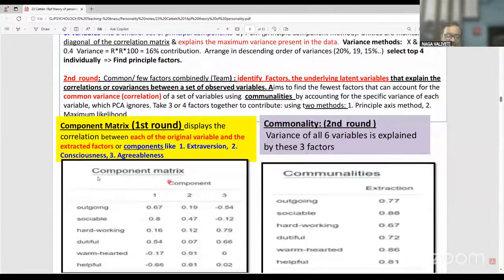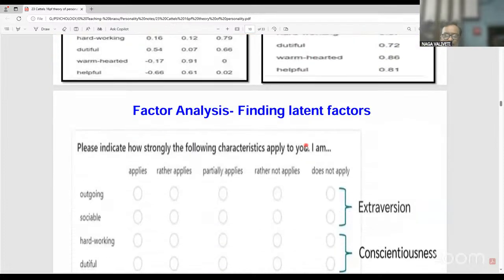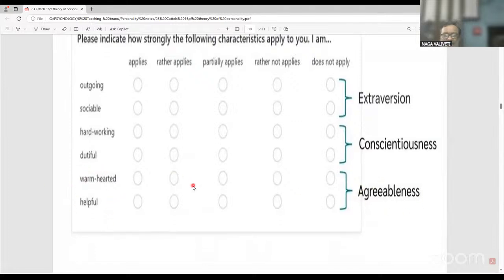Then communality: putting all 6 variables into the 3 factors. These 6 outward surface traits are compared with these 3 source traits, internal and latent. We find out to what extent these contribute. This is how communality is done. After communality, outgoing becomes extraversion, hardworking is due to conscientiousness, and then people become equilibrium. This is how it is.